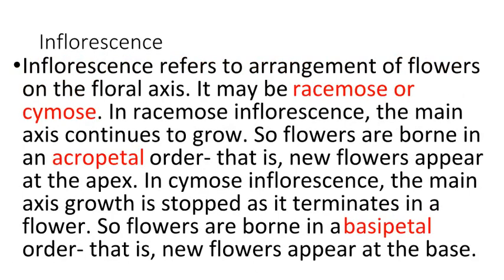Inflorescence. Inflorescence refers to the arrangement of flowers on the floral axis. It may be racemose or cymose. In racemose inflorescence, the main axis continues to grow, so flowers are borne in an acropetal order, that is, new flowers appear at the apex. In cymose inflorescence, the main axis growth is stopped as it terminates in a flower, so flowers are borne in a basipetal order, that is, new flowers appear at the base.